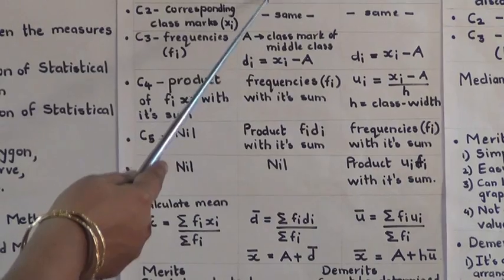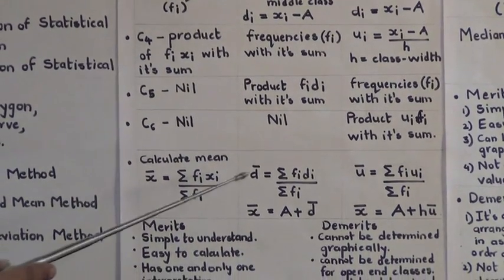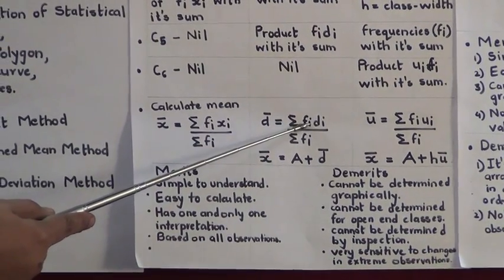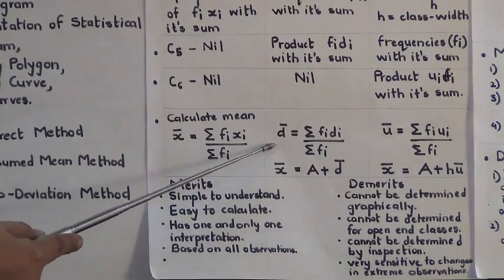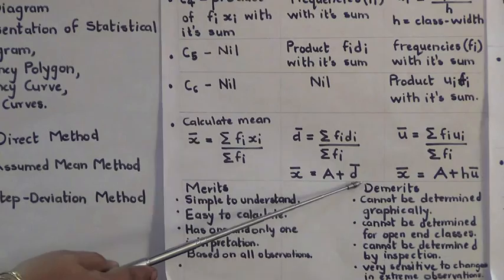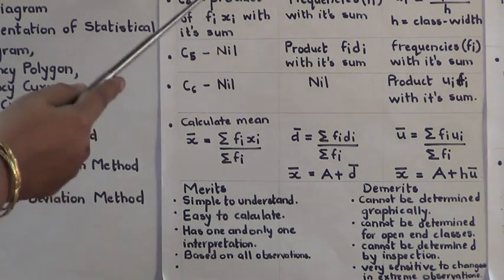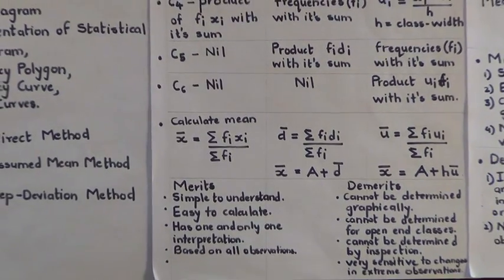And hence, as we enter the numbers in all the 5 columns, we would find out the deviation by using the formula: sum of all fidi upon sum of all frequencies. After we find the value of d dash, we find out the mean by adding the value to the assumed mean, that is A. And in this way, we calculate the mean by the assumed mean method.